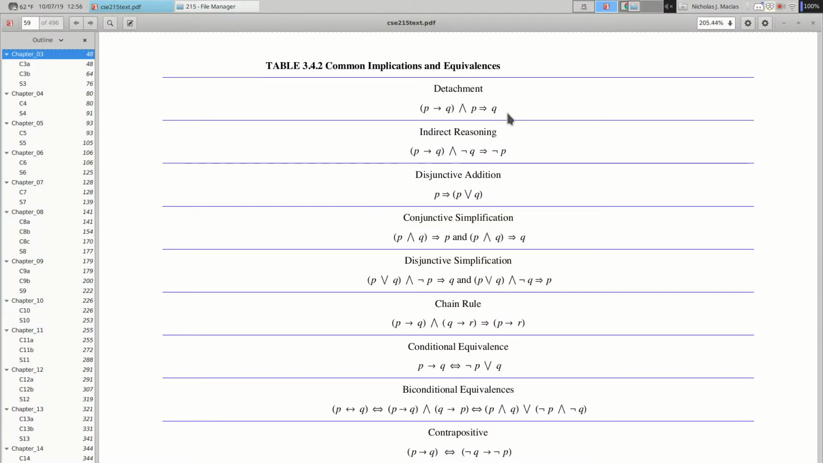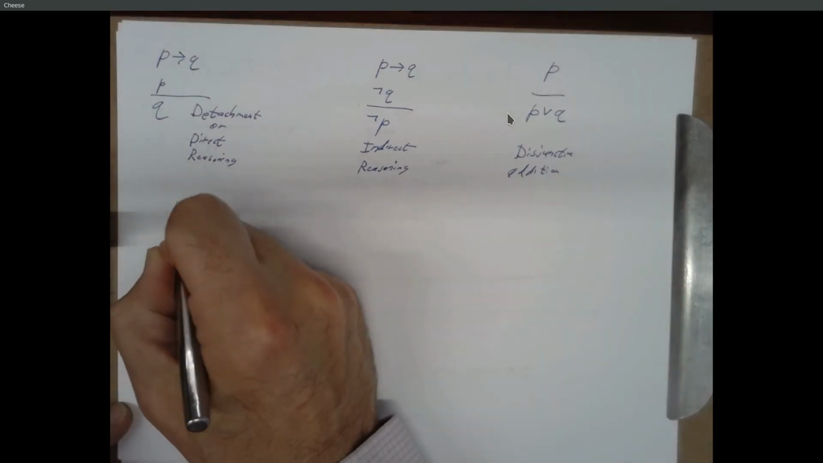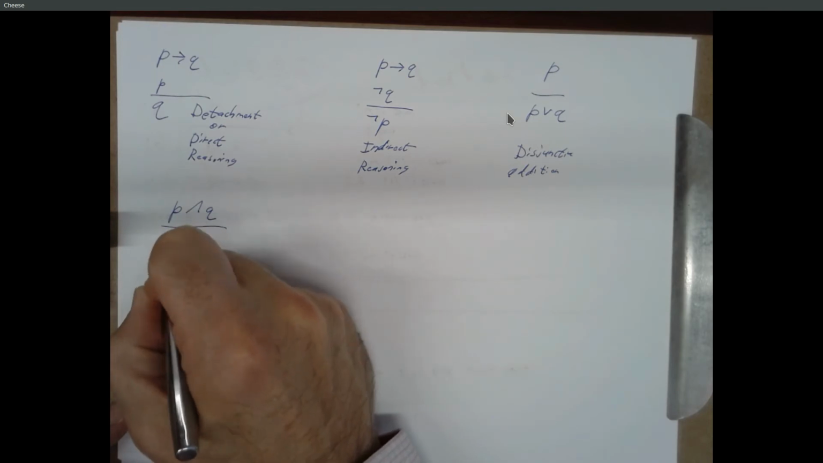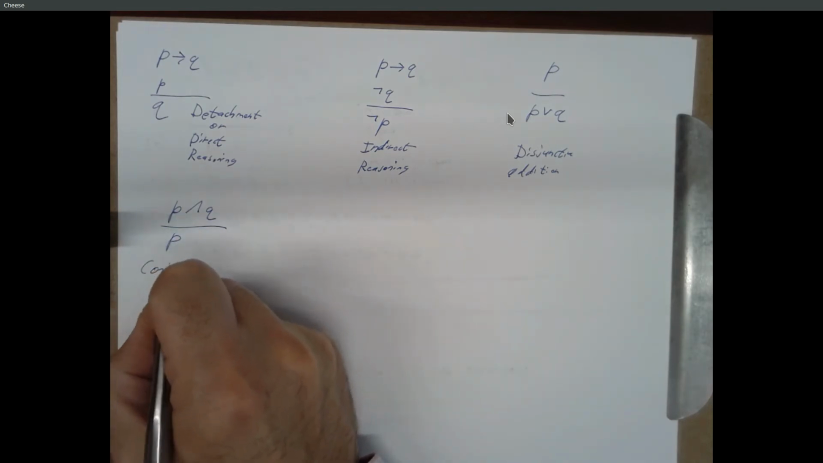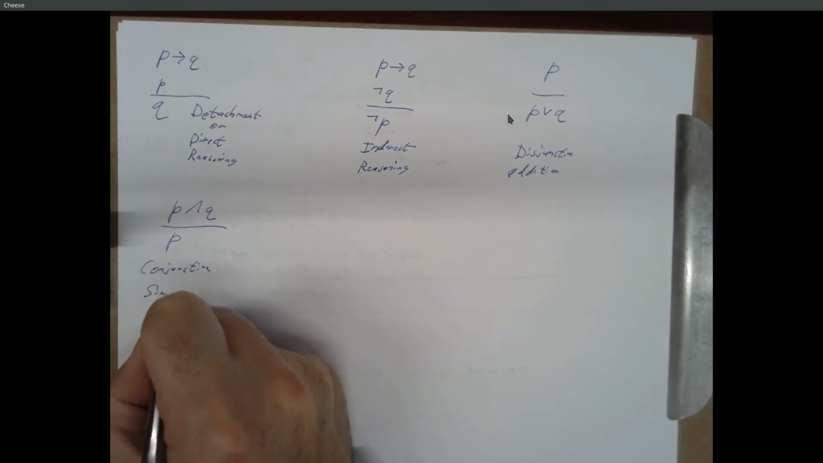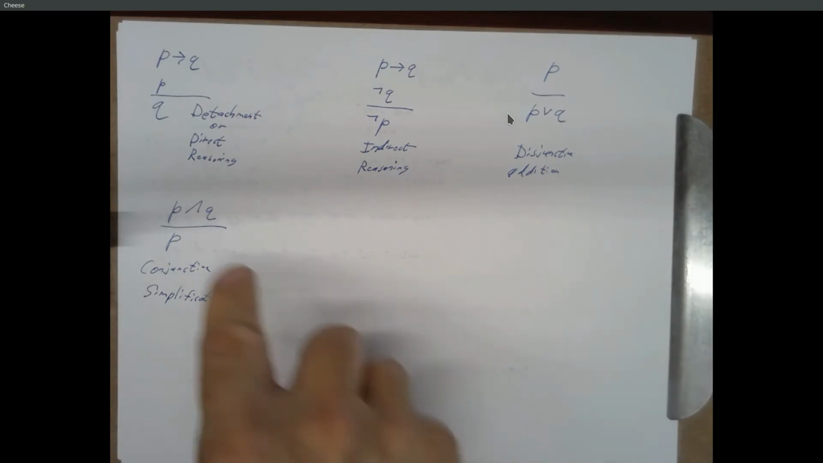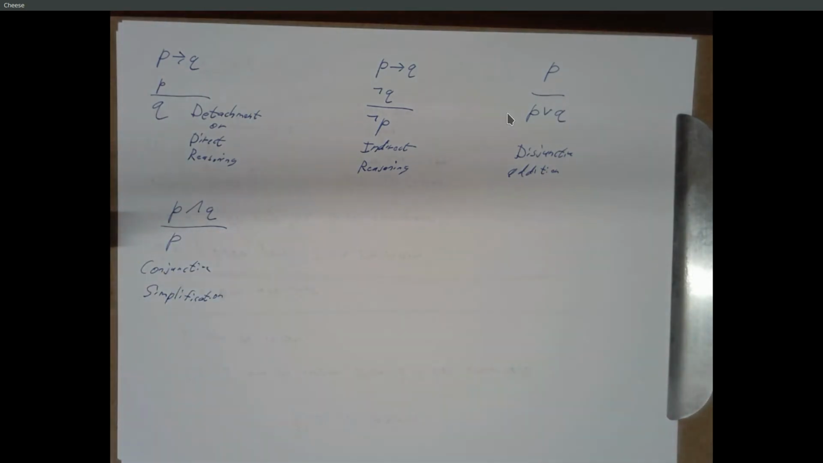Conjunctive simplification. If we know that P and Q are true, then we know that P is true. Why? Because for the AND to be true, both P and Q have to be true. So similarly, given P and Q, we can conclude Q.